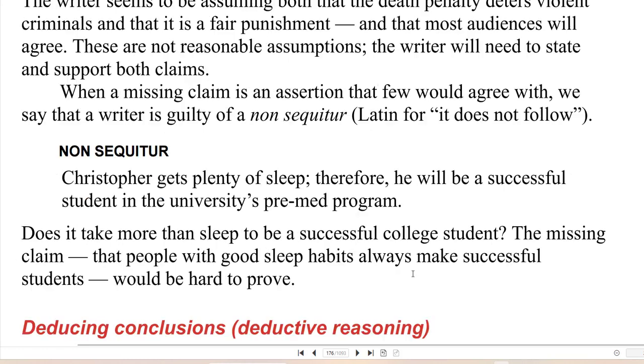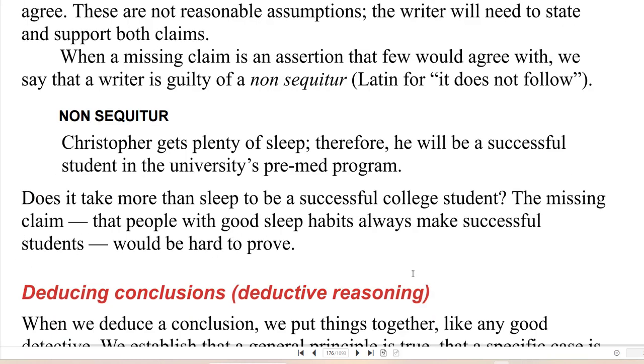When a missing claim is an assertion that few would agree with, we say that a writer is guilty of a non sequitur fallacy. Christopher gets plenty of sleep. Therefore, he will be a successful student in the university's pre-med program. Does it take more than sleep to be a successful college student? The missing claim that people with good sleep habits always make successful students would be hard to prove.